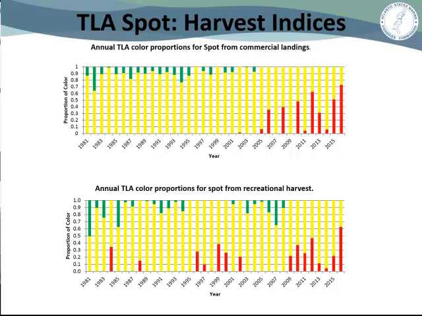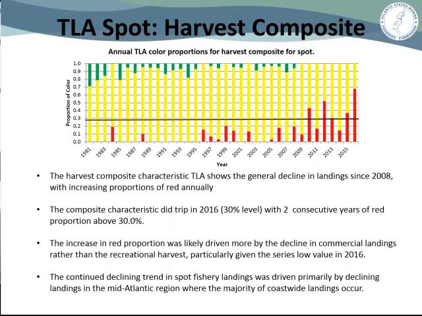commercial one did. For the composite index, the composite characteristics showed a general decline in landings, primarily in recent years since 2008, with increasing proportions of red annually. The composite characteristic did trip in 2016 at the 30% level, its second consecutive year at 30% or greater. The increase in the red proportion is driven more by the decline in the commercial landings relative to the recreational landings. However, in 2016, they were both fairly high.